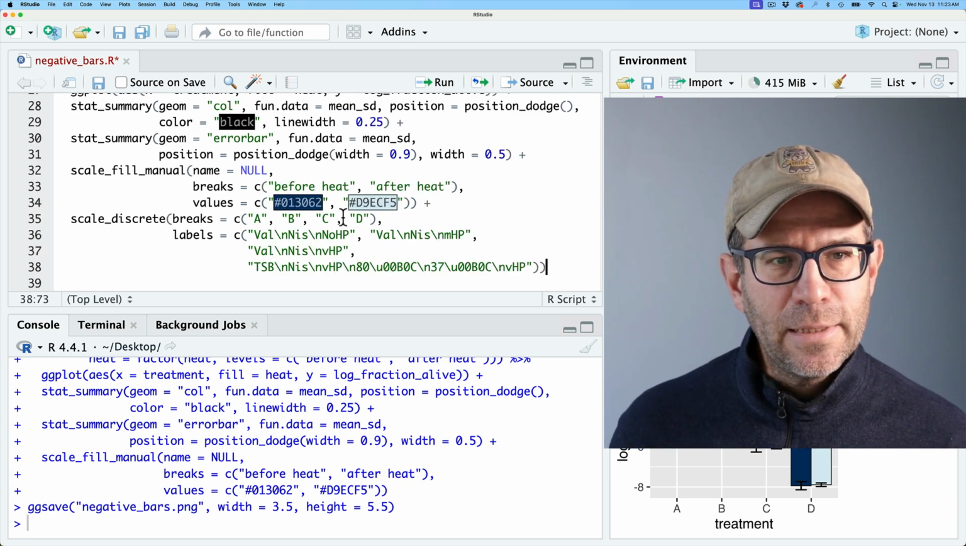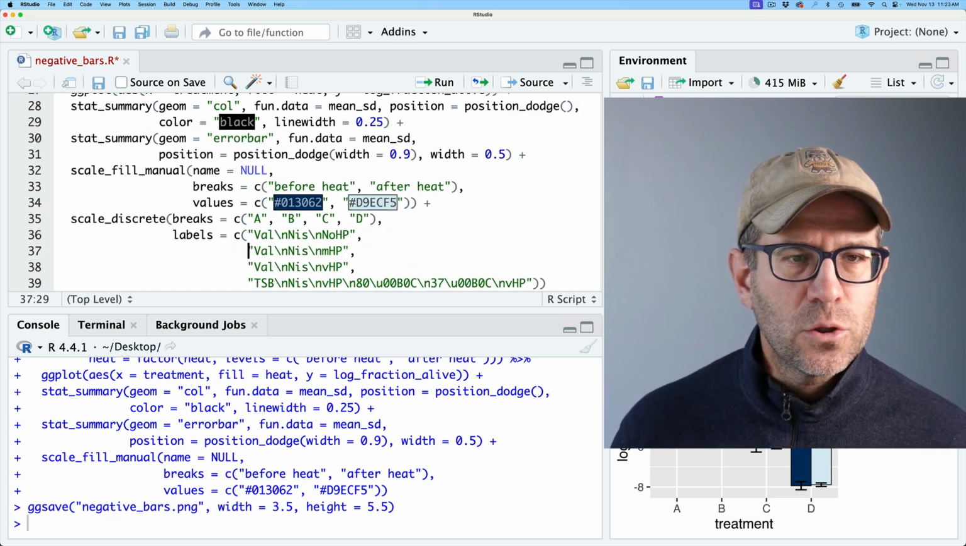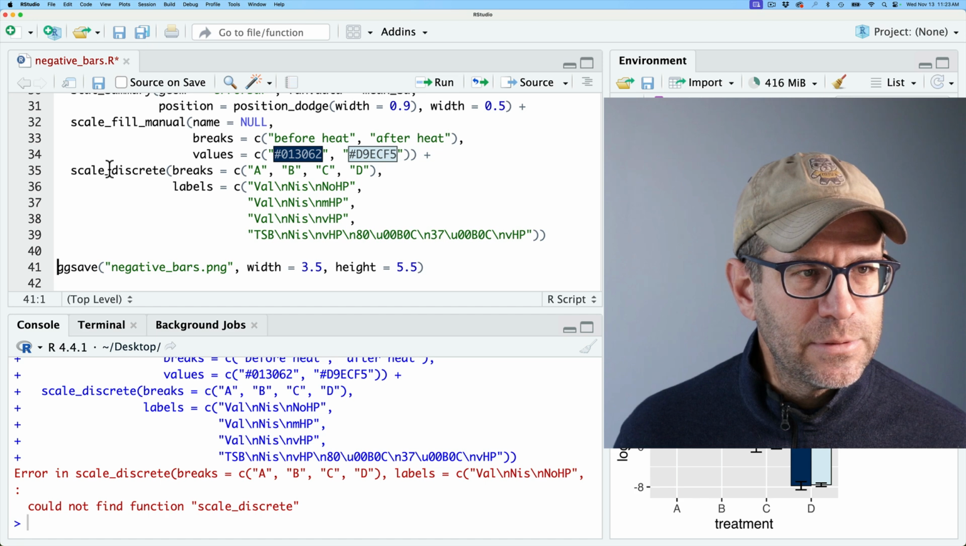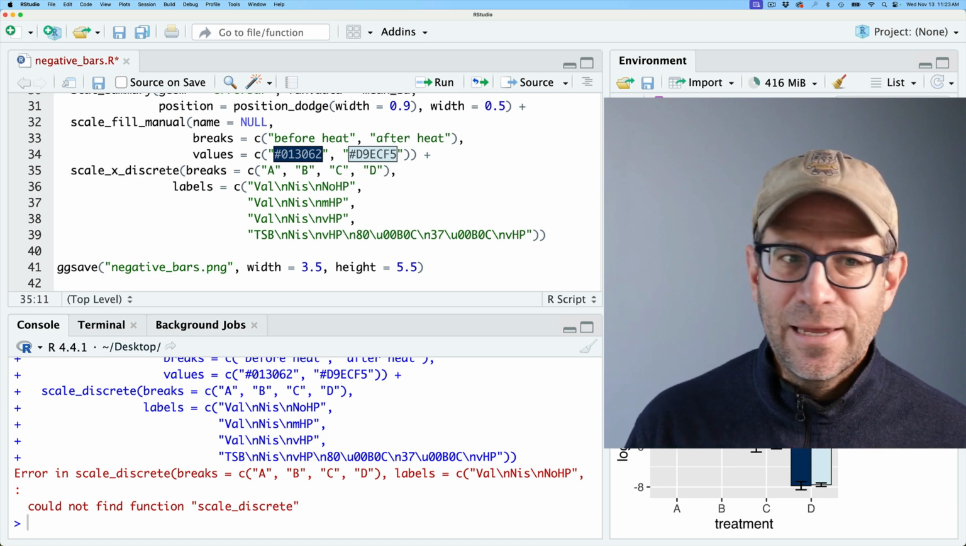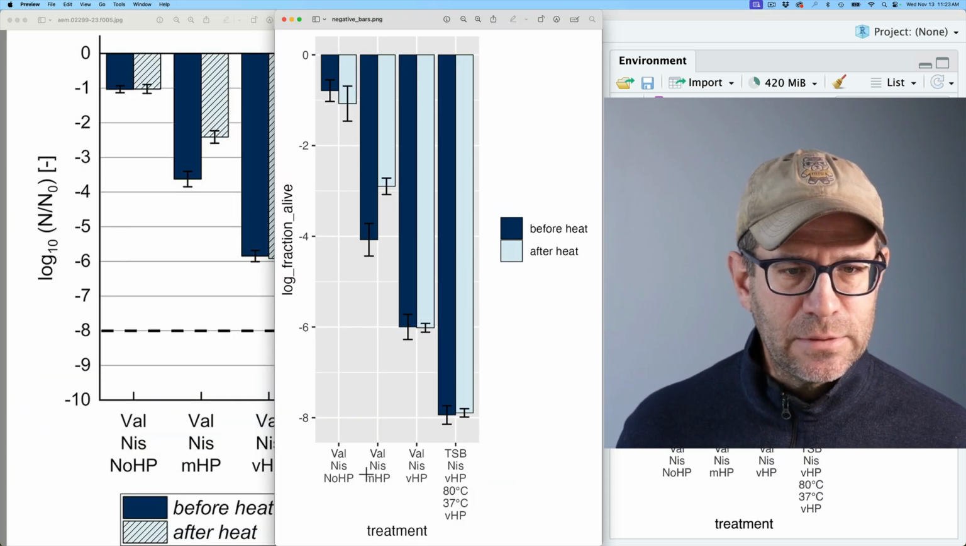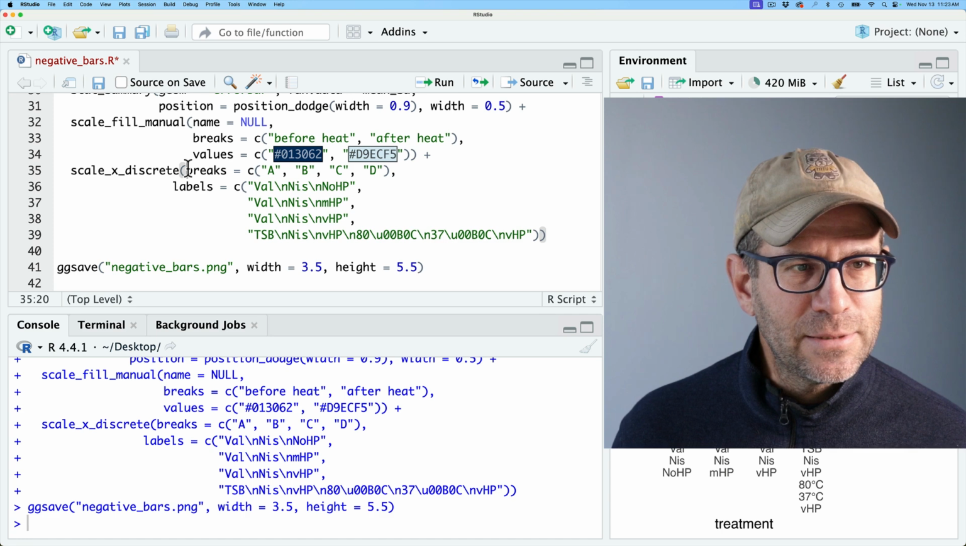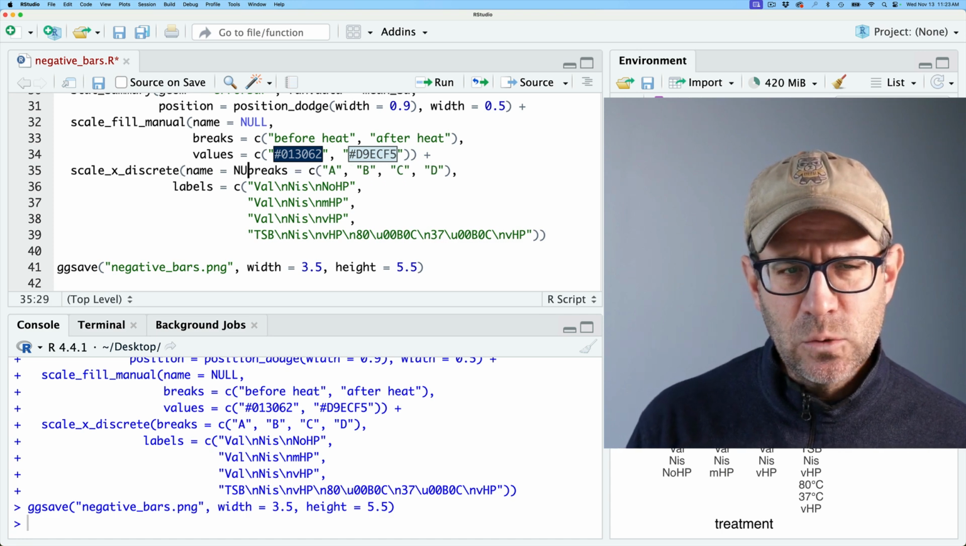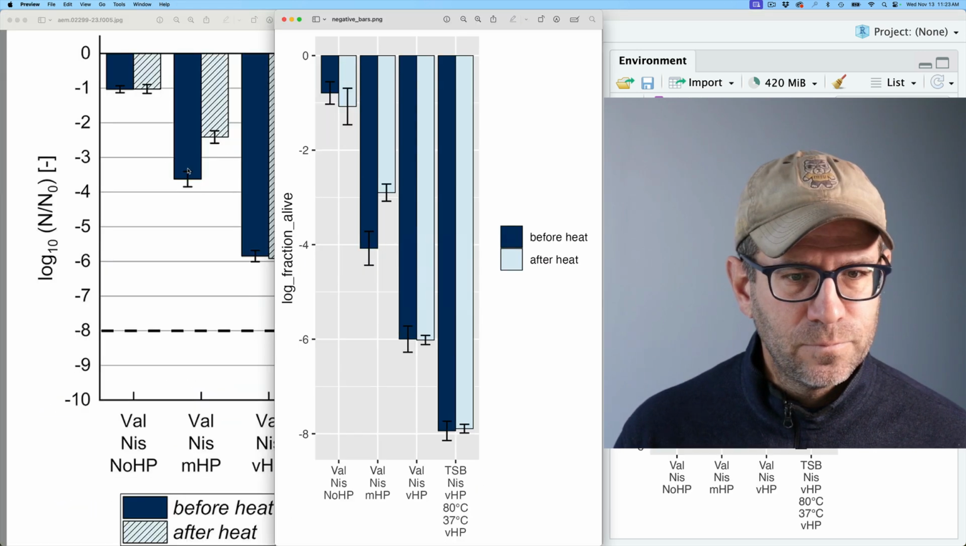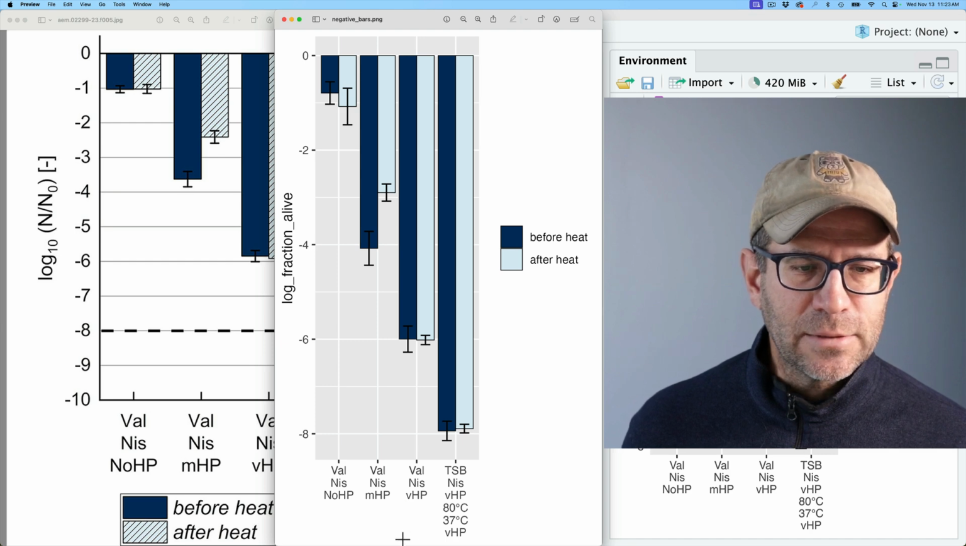All right, so we added those 4 labels for those 4 treatment groups. Oh, and it's supposed to be scale X discrete, not scale discrete. And so now I have these nice labels on the x-axis. So let's remove this treatment on the x-axis. I think I can do that in scale X discrete by doing name equals null and clean this up. Yeah, so that got rid of the name on the x-axis.